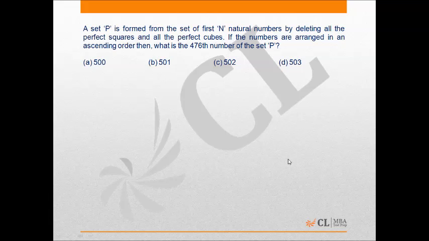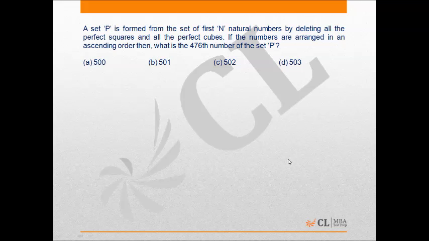This would be a level 2 question. A set P is formed from the set of first n natural numbers by deleting all the perfect squares and all the perfect cubes. If the numbers are arranged in an ascending order, then what is the 476th number of the set P? Looking at the options, we can see that they're all ranging around the 500 mark.